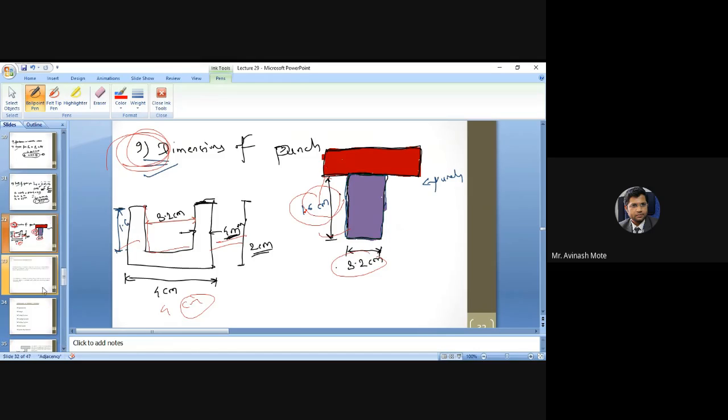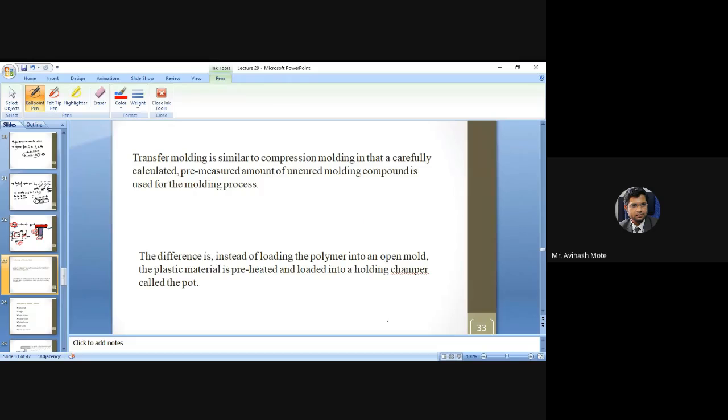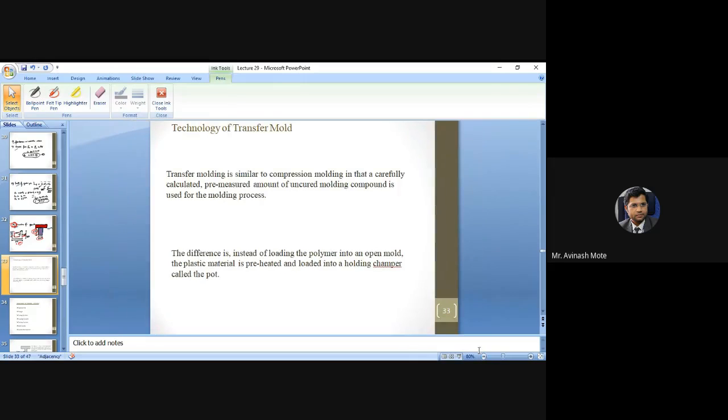Now we'll start with today's topic, that is transfer mold, the technology of the transfer mold. I told you at the start that transfer mold is a similar kind of molding to compression molding, just an advanced version of it. We'll have some details about transfer molding, and then we'll close this chapter. This is the last part of the unit, the technology of transfer mold. So transfer molding is similar to compression molding.